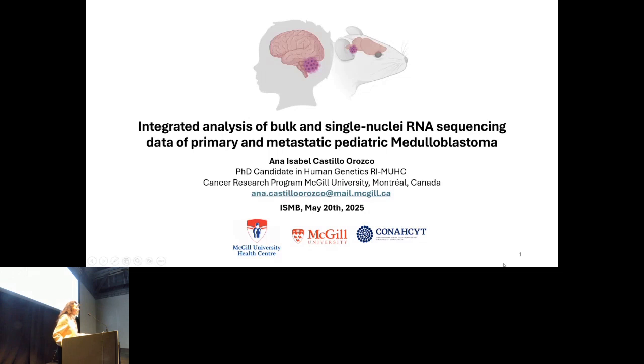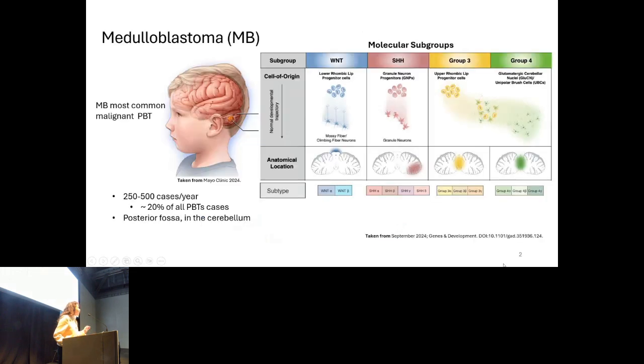Rather than a talk about the development of computational methods, I would like to use this talk to discuss a wide range of computational methods applied to cancer research. I'm very interested in this, and my project is based on a very particular tumor called medulloblastoma. I think we also have a presentation about this tumor.